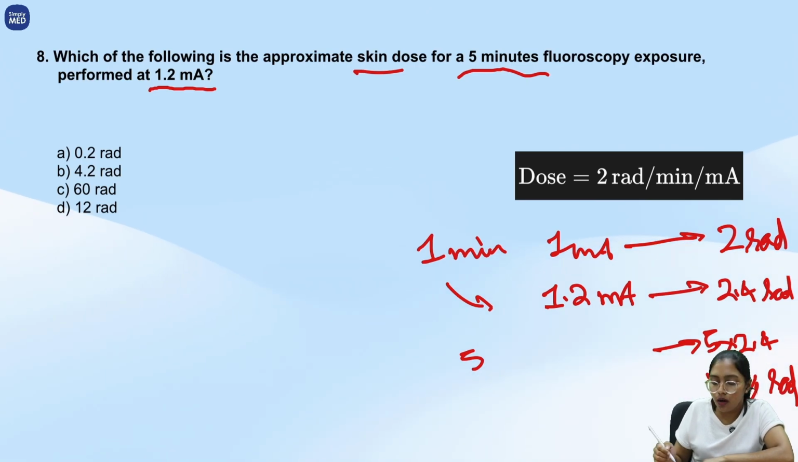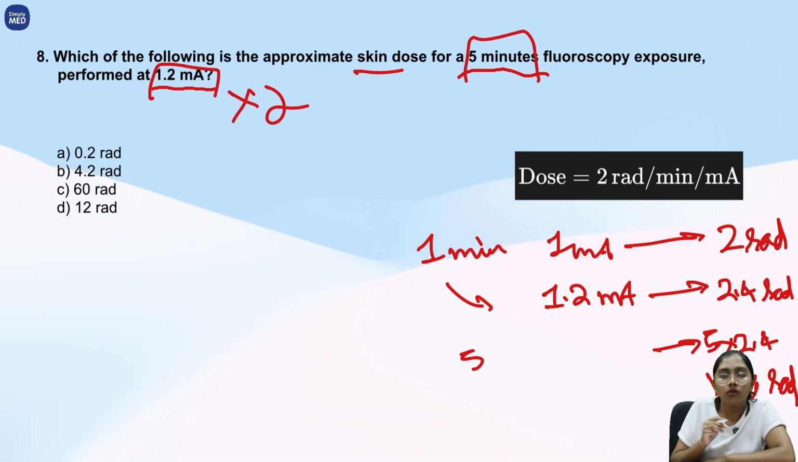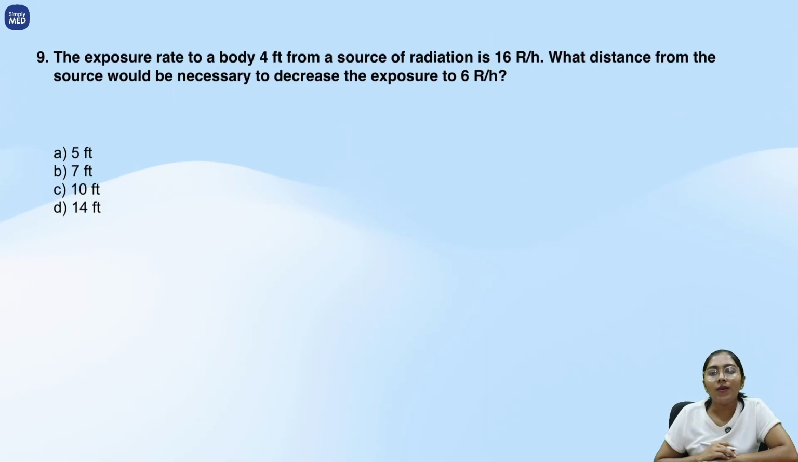If you don't get the concept, what you can do is just multiply the time and current by 2. Then also you will get the answer. Okay, so that's the way to find it out. Now let's go to the next question, which is inverse square law based.